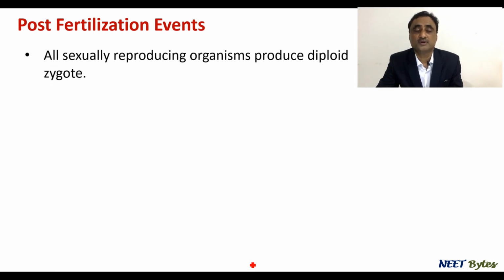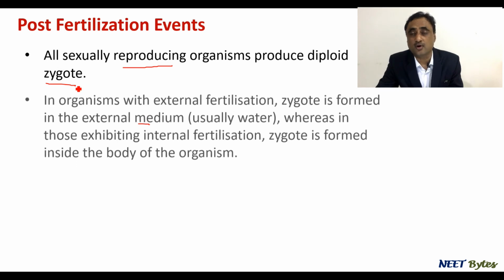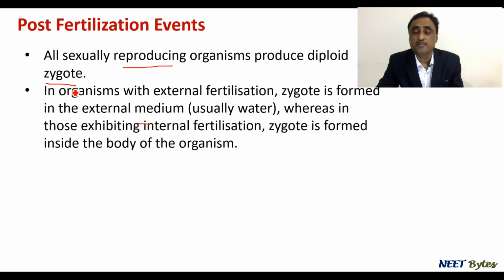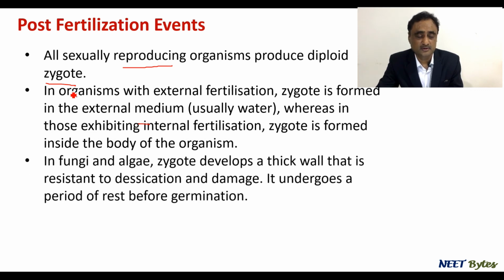Now let's talk about the post-fertilization events. You know very well that all sexually reproducing organisms produce a diploid zygote. So the zygote is common, and every development begins from the zygote only. In organisms where fertilization is external, the zygote is formed and develops a thick wall around itself, and usually undergoes a period of rest. After the period of rest, it germinates and eventually forms the new plant after going through reductional division as well. Okay, so this is what happens in all those species in which fertilization is external, right?